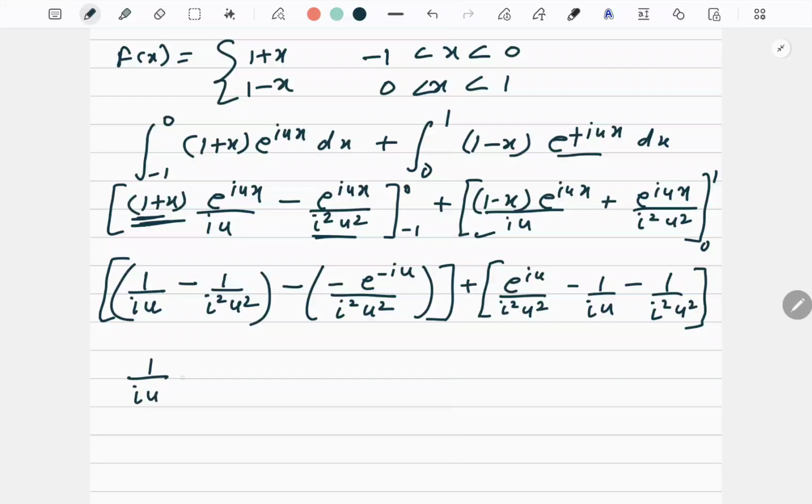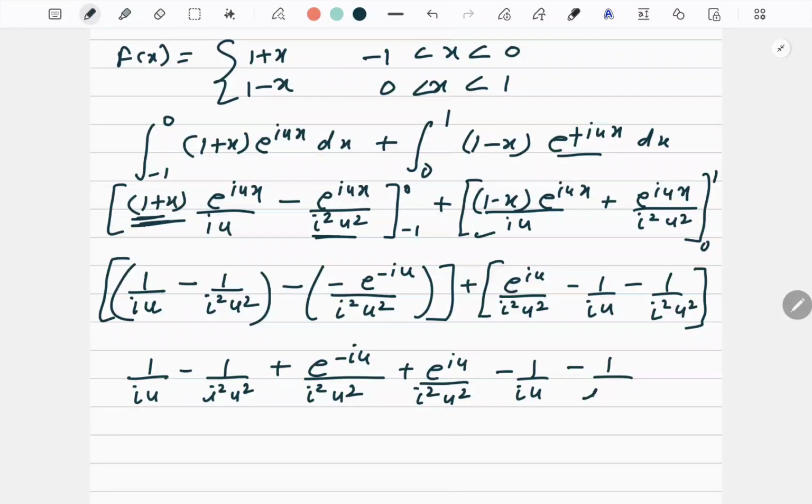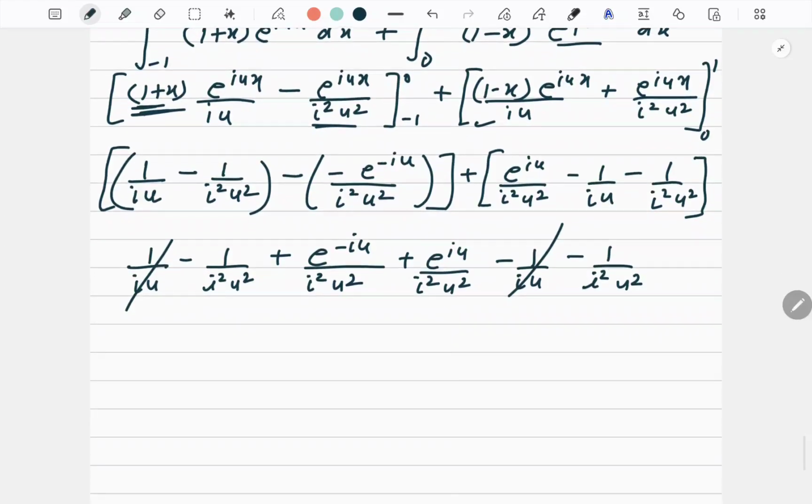So 1 upon iu minus 1 upon i square u square plus e to the power minus iu upon i square u square plus e to the power iu upon i square u square minus 1 upon iu minus 1 upon i square u square. So if you observe, this and this will get cancelled. Correct? And now let me combine the remaining terms. Now this is i square. What is i square? i square is minus 1. This is also i square, which is minus 1. So basically 1 by u square and 1 by u square, which become 2 by u square.